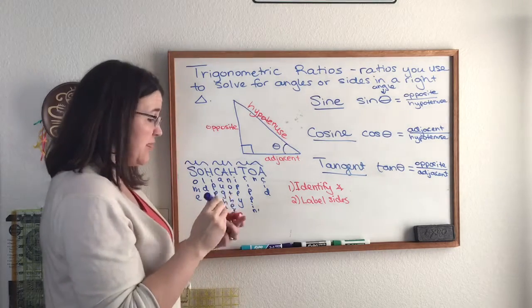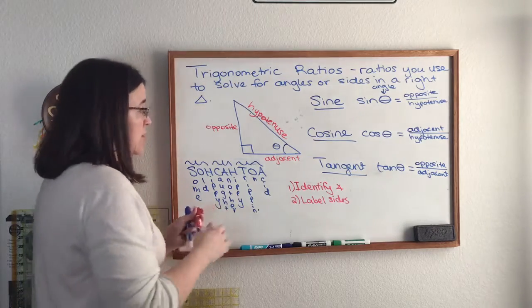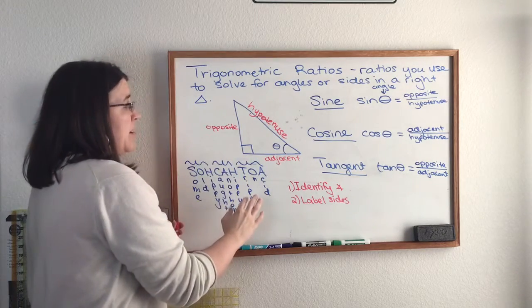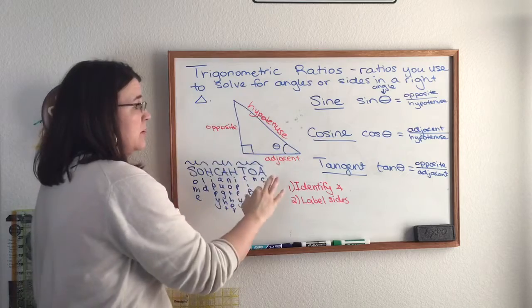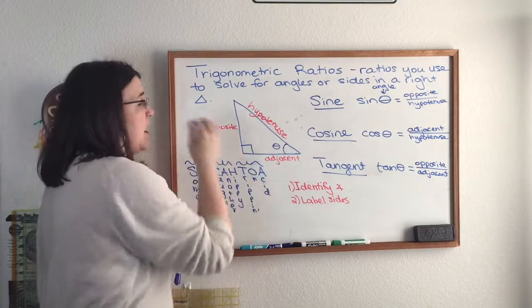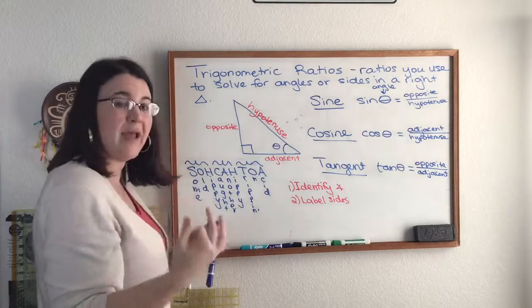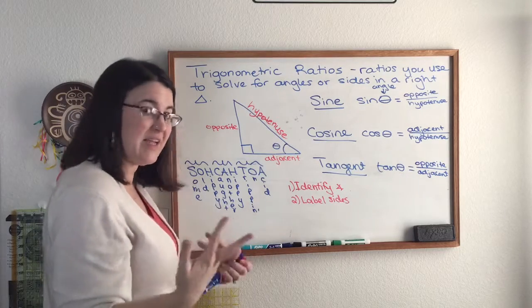Okay, so what I'm going to do is I'm going to go ahead and erase this part, and I'm going to put up a new picture. I'm going to actually erase kind of this half, and I'm going to put up a new picture with measures, and we'll look at how you find the sine, cosine, and tangent of each angle.